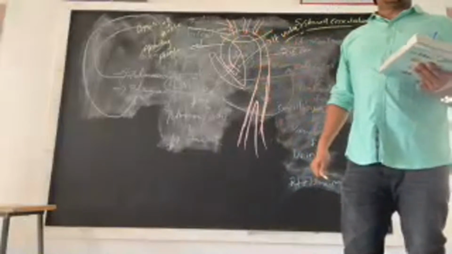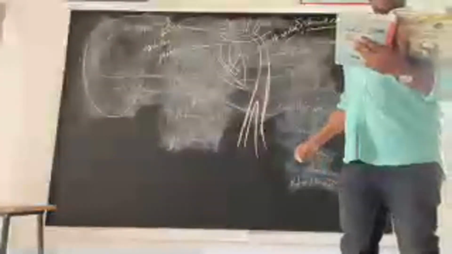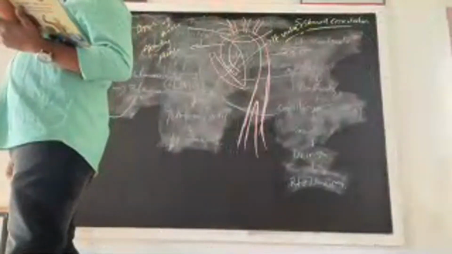How many are coming out? 3 terminals. So the first one, this part, is called the brachiocephalic artery.